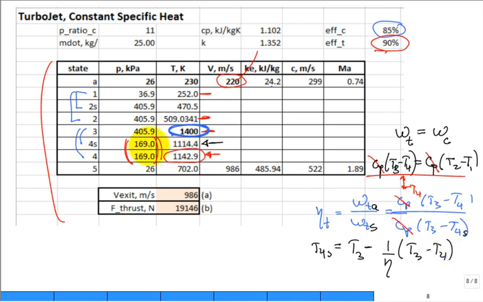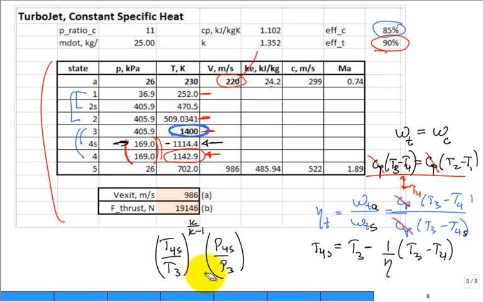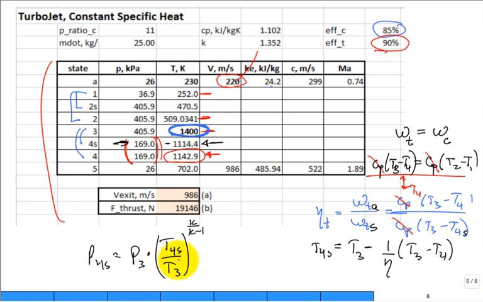That's correct. Now, once I have this temperature, I could finally get the pressure because we remember that the temperature 4S divided by temperature 3 is equal to P4S divided by P3. You can put the K minus 1 over K there, or you could put it over here, K over K minus 1. And then that allows us to calculate P4S is equal to P3 times T4S divided by T3 to the K divided by K minus 1. How about you run that to see if that gives us our 169 kilopascal.